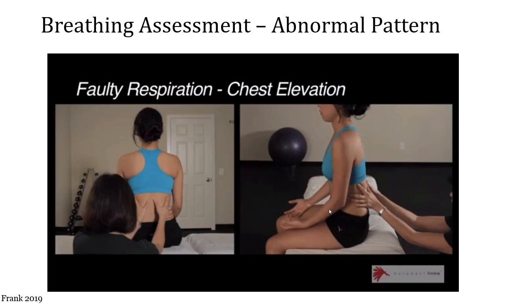Okay, looking at the abnormal pattern, and you can see this one is labeled a chest elevation. The video clip demonstrates a faulty respiratory movement test with chest and shoulder girdle elevation. Observe my hands on her lower costal ribs moving in an upward direction, indicating the dominance of accessory muscles over the diaphragm during respiration.